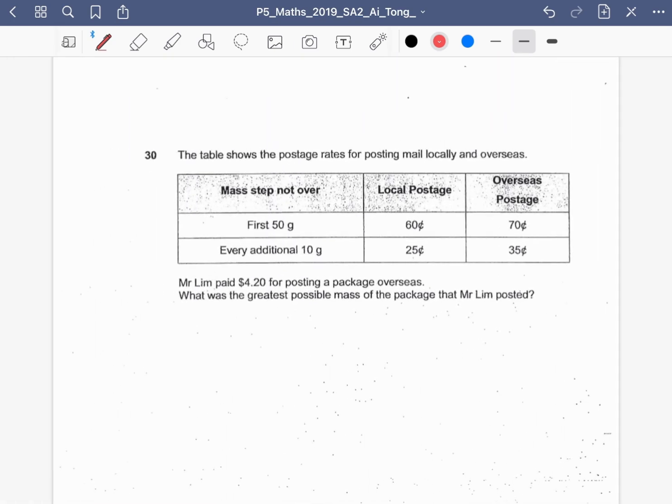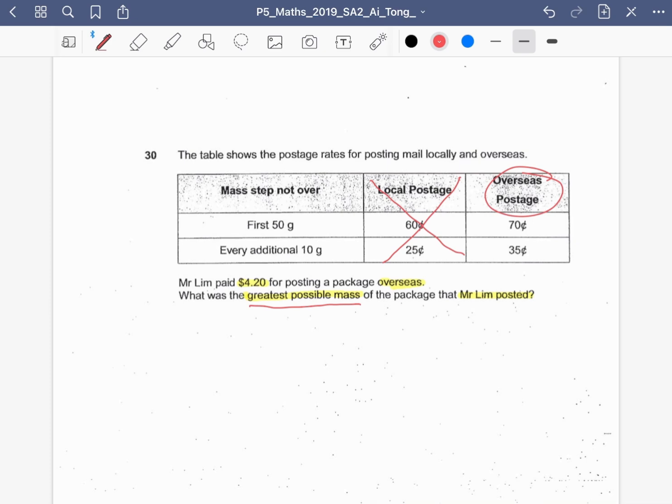Next. The table shows the postage rates for posting mail locally and overseas. Okay. Mr. Lim paid $4.20 for posting a package overseas. So we don't need to look at the local postage. It's just confusing. Just focus on overseas postage, right? What was the greatest possible mass? So we want to know the greatest possible mass that Mr. Lim posted. Okay, we know that it's $4.20.